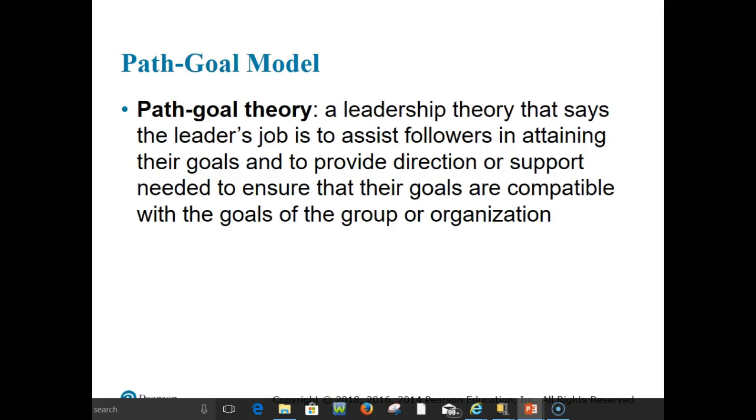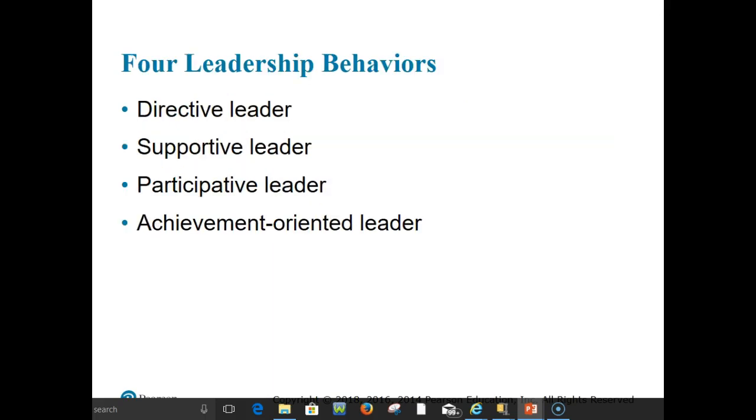So again, path goal is a leadership theory that says that a leader's job is to assist followers in attaining their goals and to provide direction or support needed to ensure that their goals are compatible with the goals of the group or organization. So House identified 4 leadership behaviors. Now the first is the directive leader. This person lets subordinates know what's expected of them, schedules the work to be done, and gives specific guidance on how to accomplish tasks.